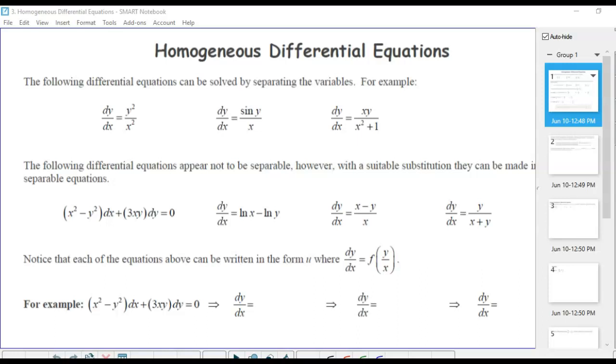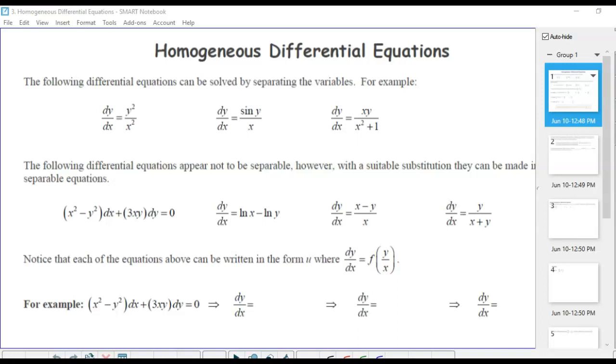All right, so now we're looking at some more types of differential equations. These are called homogeneous differential equations. So take a look at some examples here. The first ones can be solved by separating the variables. We did that already from group 3 the other day, so we already know how to do that.